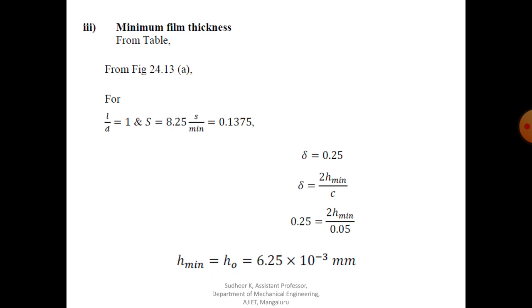Full journal bearing means whatever the beta angle is. Beta is the angle between the journal and bearing. Full journal bearing means the beta angle is always 360 degree. Based on that figure 24.13a, the h minimum value will be 6.25 into 10 to the power minus 3 millimeter. So this is about the third question.